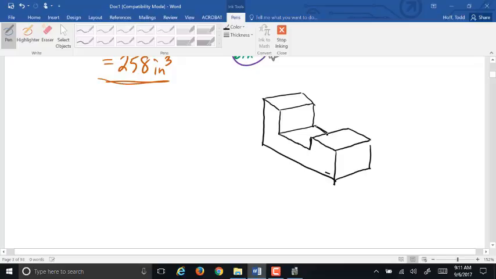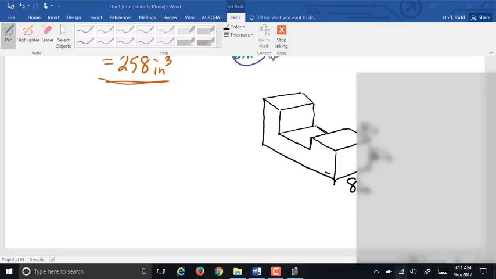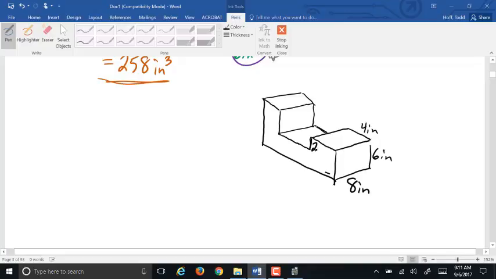That's a little better. So let's say that this here is 8 inches, 6 inches. We'll go 4 inches here, 2 inches here. We'll go 5 inches here. 3 inches there. And let's say that this is 14 inches across the bottom.